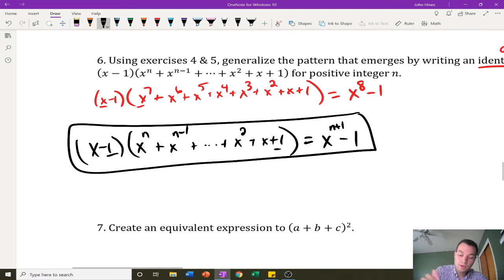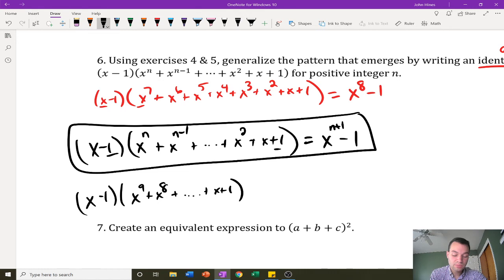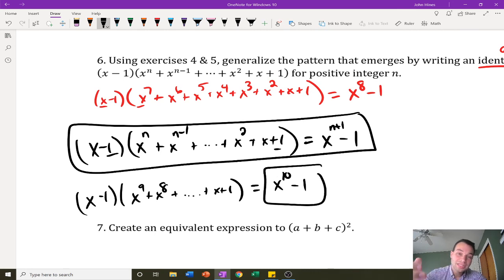So right now, this identity helps me realize if I'm doing a problem and I say, wait a minute, I see this right here: x minus 1 times x to the 9th plus x to the 8th plus x to the 7th and so on. I can quickly say, wait a minute, I know this pattern. I've seen this pattern before. It becomes x to the 10th minus 1. I quickly did that because I have this generalization. I made sense, and I look for patterns in repeated reasoning.